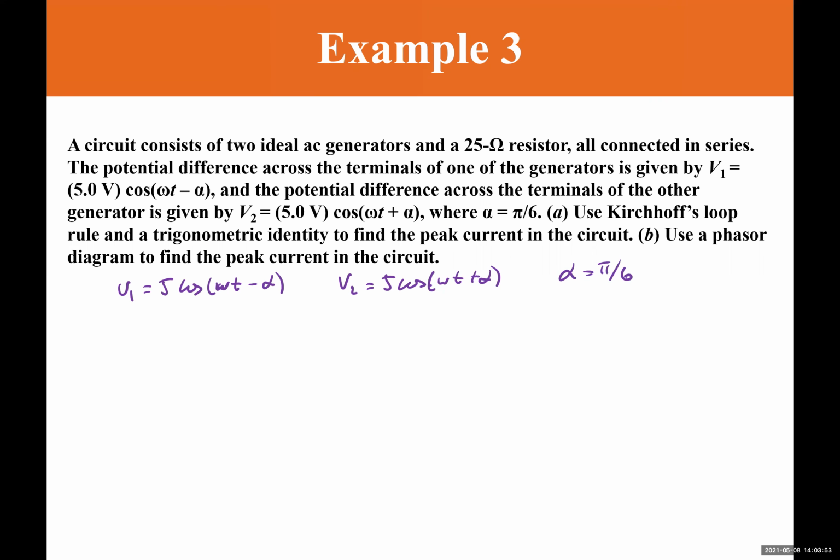The identity we have here is this: cosine theta plus cosine phi equals 2 cosine of one half theta plus phi, times cosine of one half theta minus phi. That means we have this identity.